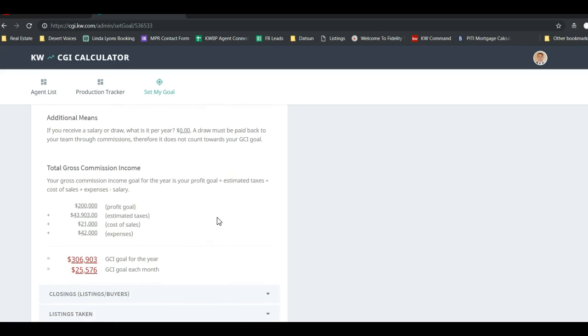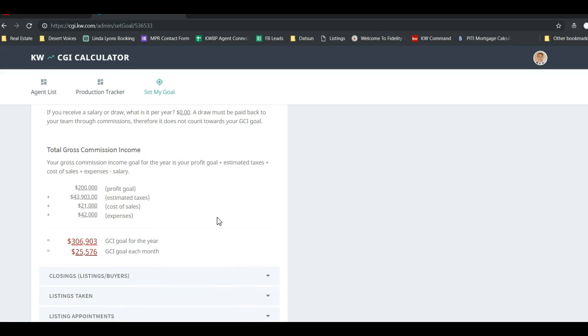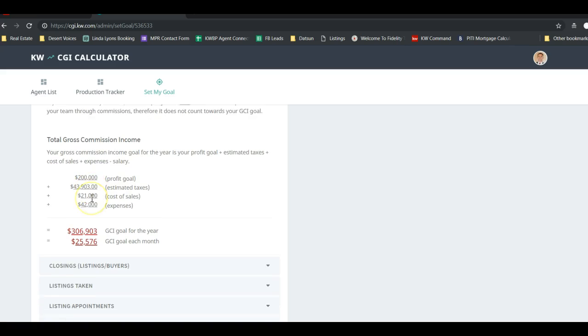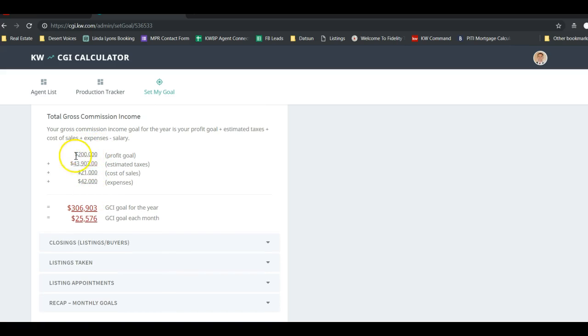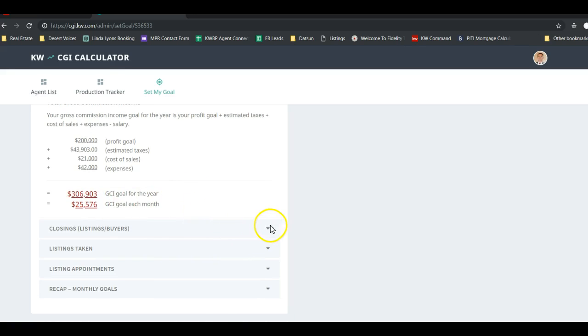Let's see what else down here. Here's this math: profit goal of 200, taxes, costs, all that kind of stuff. Your GCI goal would be 306,903. That means a monthly GCI goal of 25,576. It's a pretty broad overview.